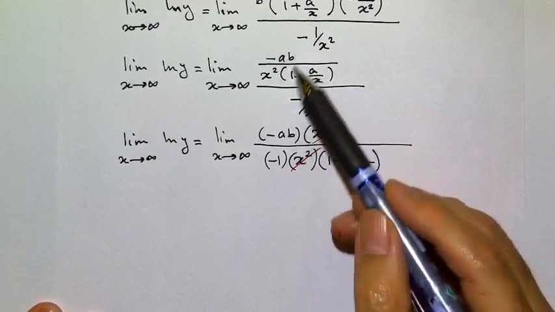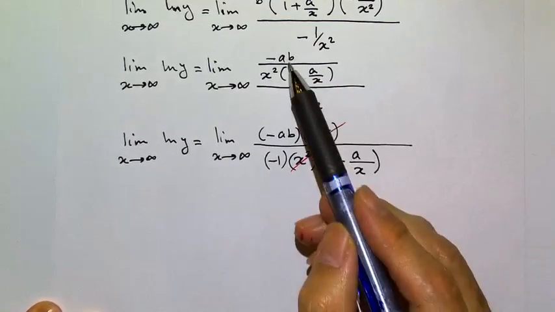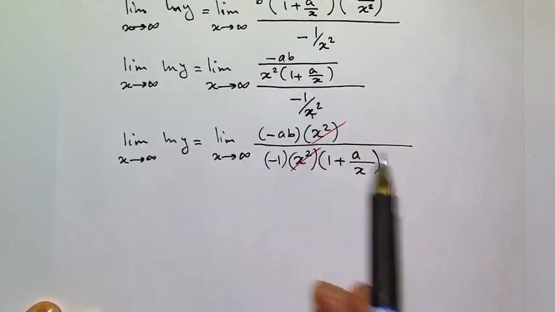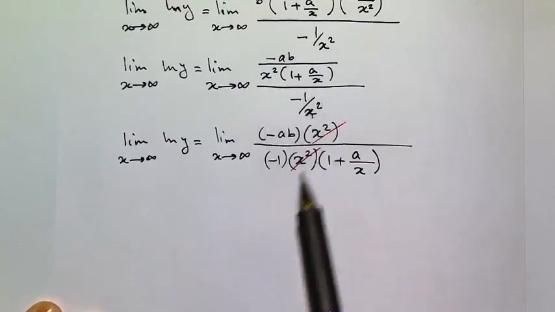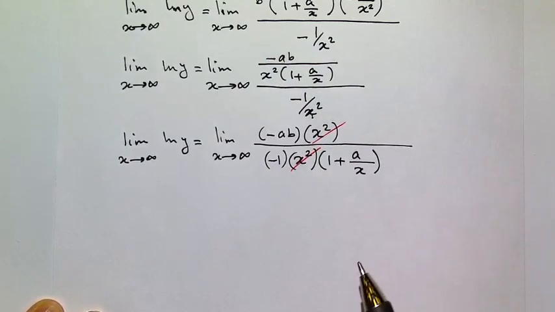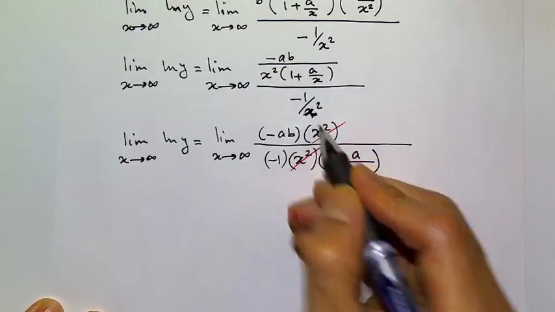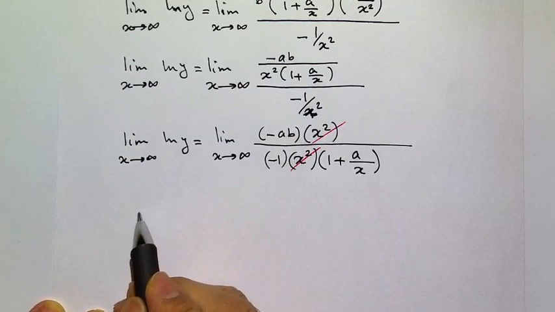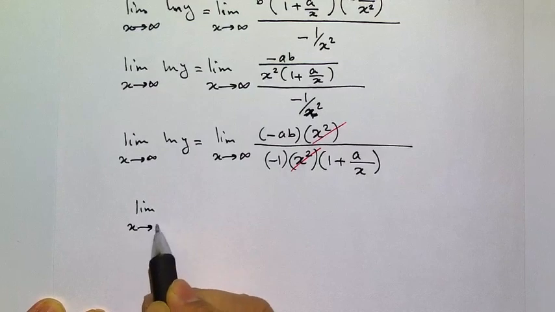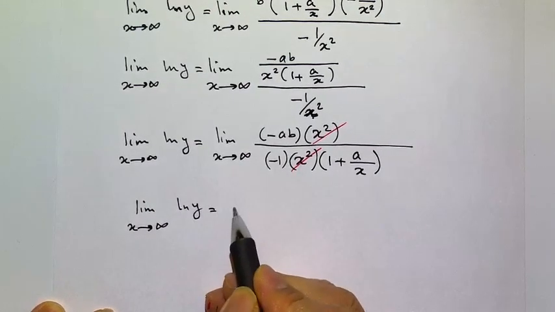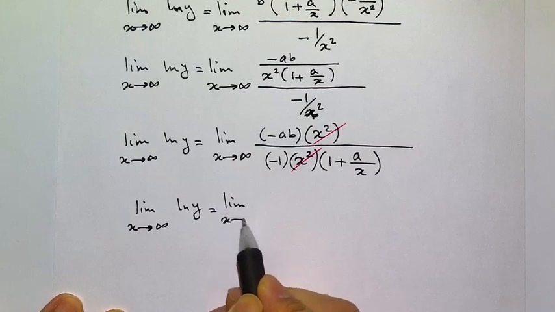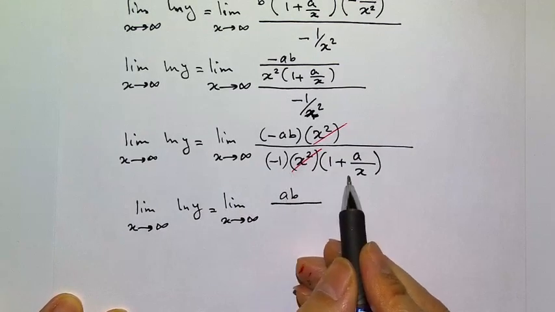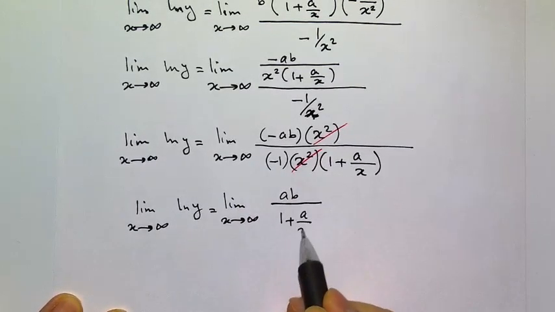I mean, the easiest way to simplify a complex fraction is take the product of the farthest terms by each other. Take their product, put it in the numerator. Take the product of the nearest terms and put them in the denominator. And that's what I did. Okay? So this is minus x squared. Now that minus and this minus cancel out. We get positive. So we have limit as x goes to infinity of natural log of y is equal to limit as x goes to infinity of ab over 1 plus a over x, right?